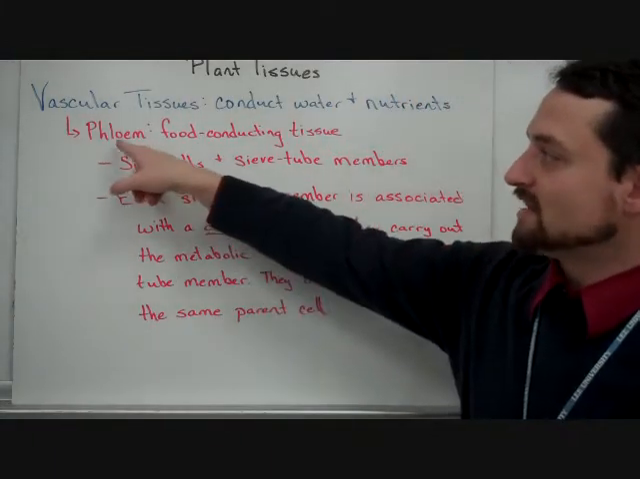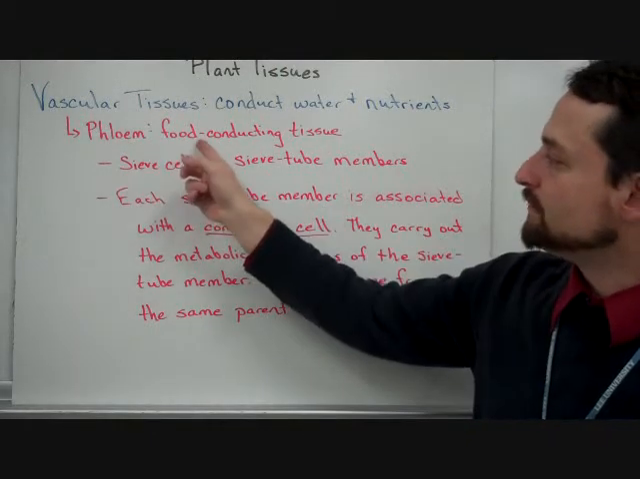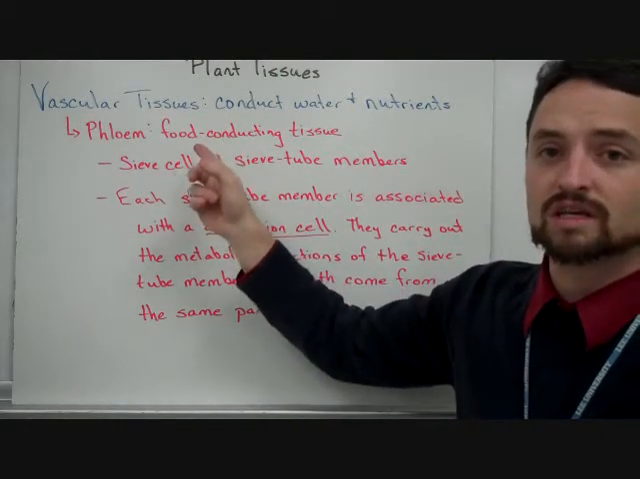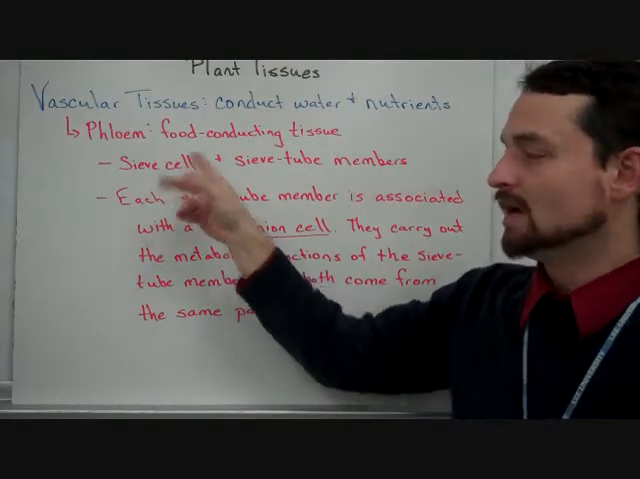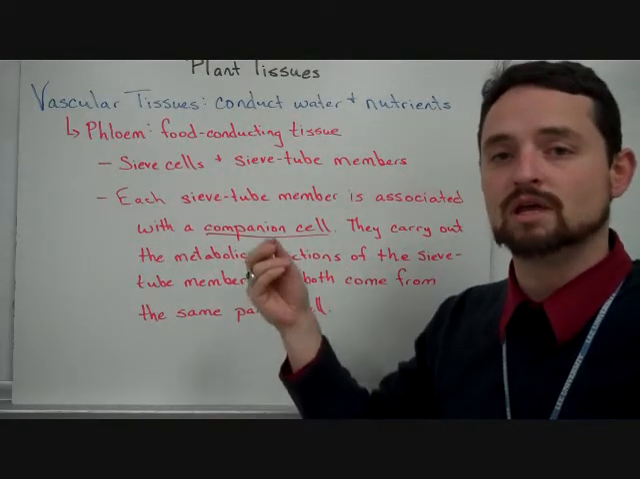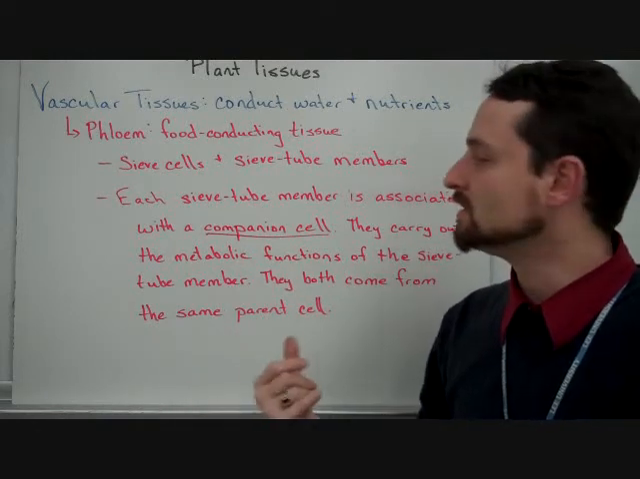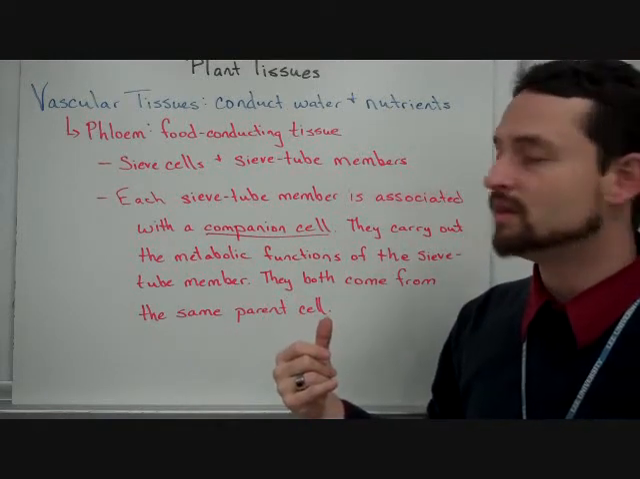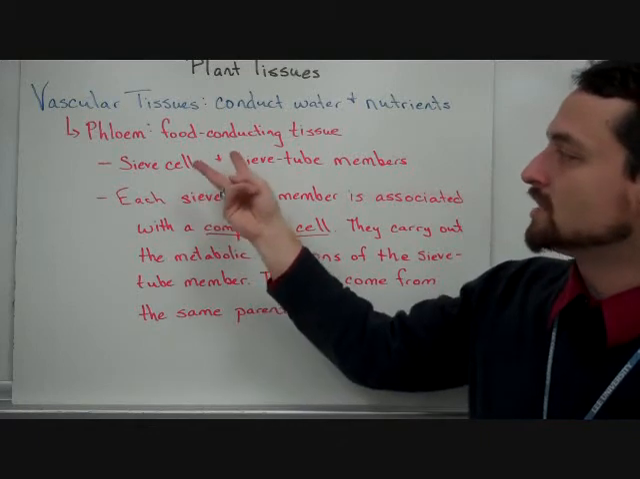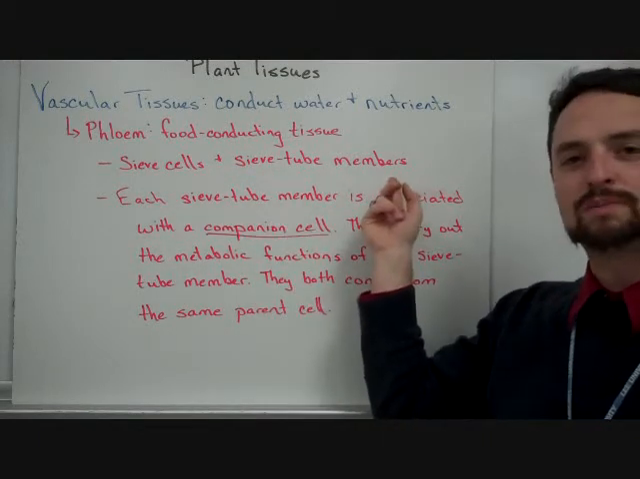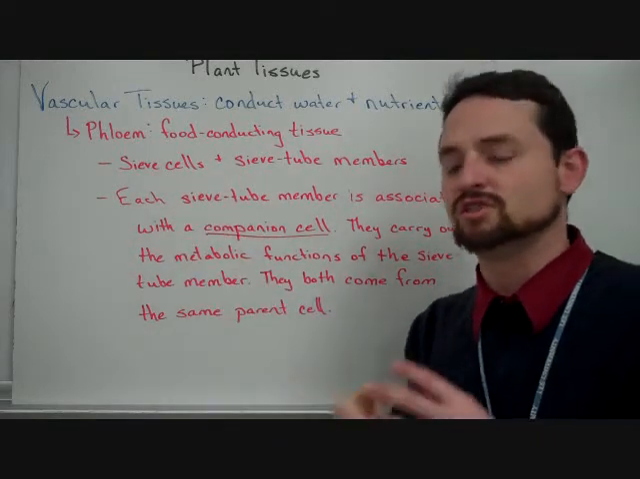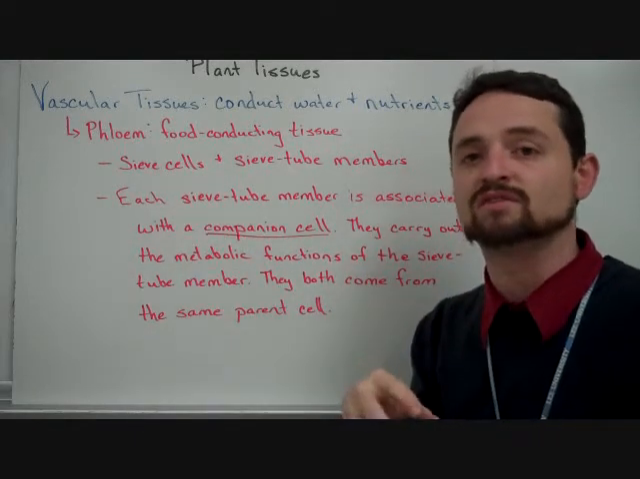The other type of vascular tissue, phloem, this is food-conducting tissue. This is going to conduct your sugar from the leaf down to the other parts of the plant. It will also conduct hormones and other chemicals that the plant needs to pass from one to the next. These 2 types of phloem, sieve cells and sieve tube members. Sieve tube members are much more specialized than sieve cells. Sieve cells are just kind of these big cells that just allow this stuff to go through.